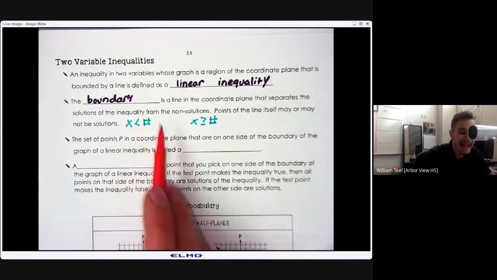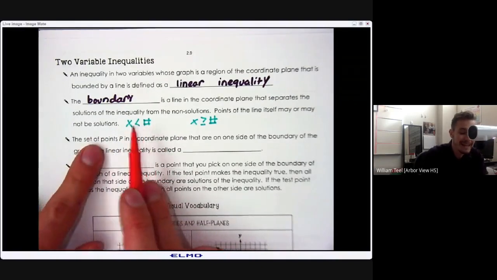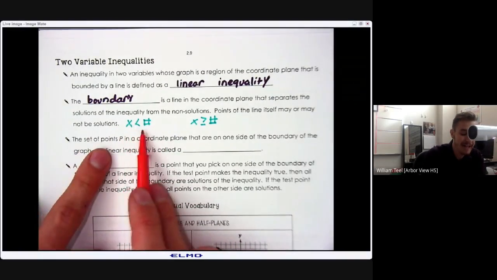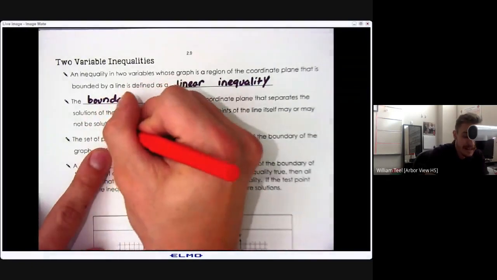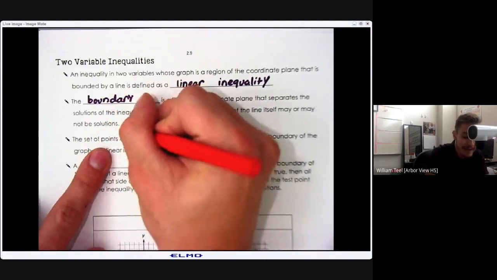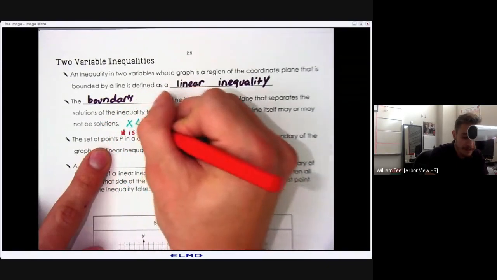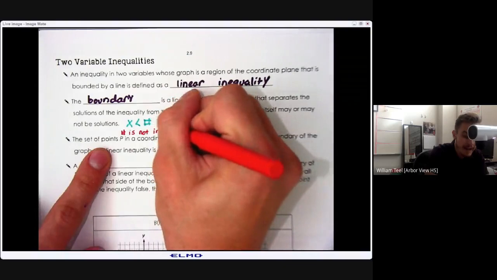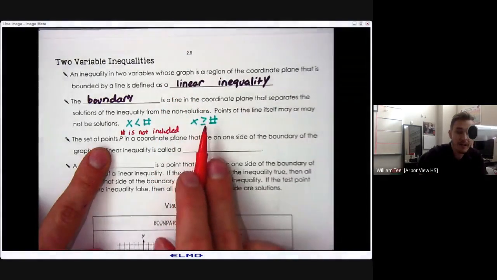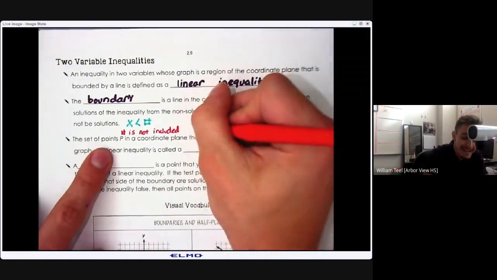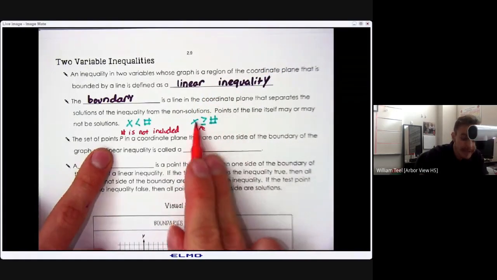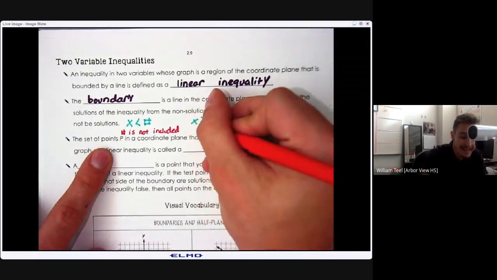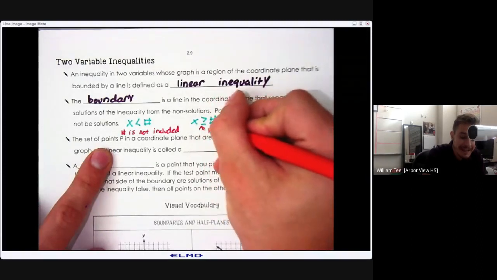So if we're looking at x is less than a number, for example, this inequality does not have a line underneath it. So it means that we are not including this number inside of the inequality. So I'm going to say the number is not included. Now, on the other hand, if we look at x is greater than or equal to a number, this little line underneath the inequality tells us that we are including this number. And so I'm going to say this number is included.